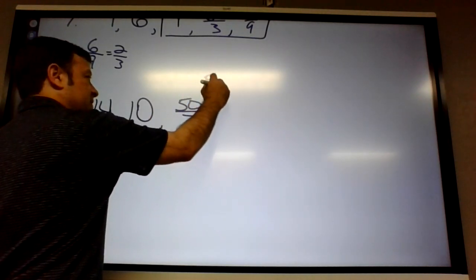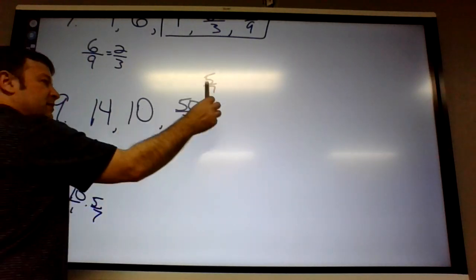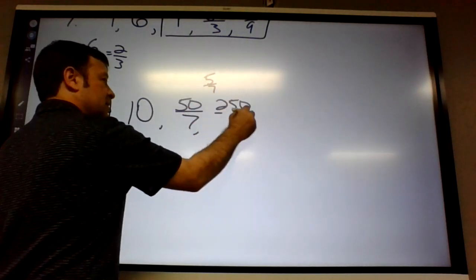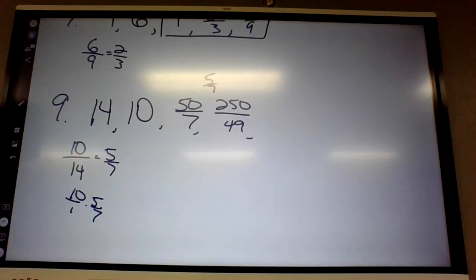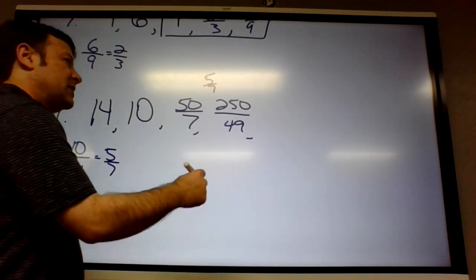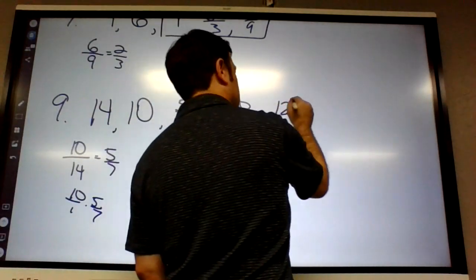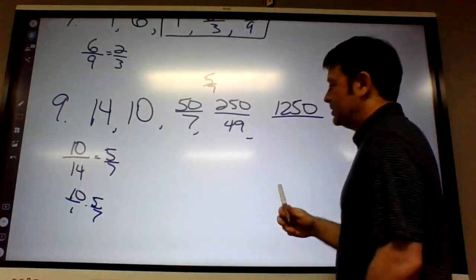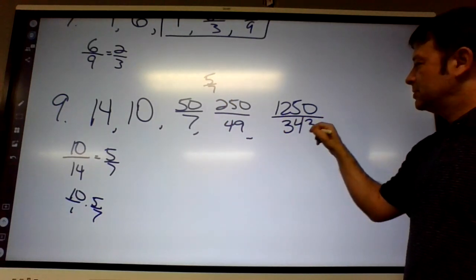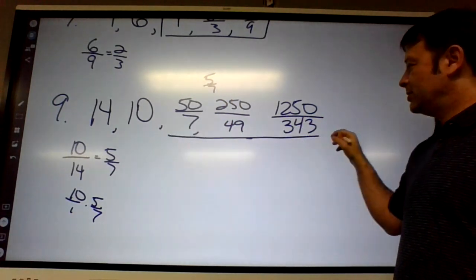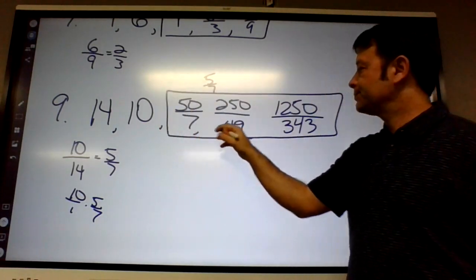And 50/7 times 5/7, 50 times 5 is 250. 7 times 7 is 49. And 250/49 times 5/7, 250 times 5 is 1250. And 7 times 49 is... So it's just kind of weird. It's a little bit weird.